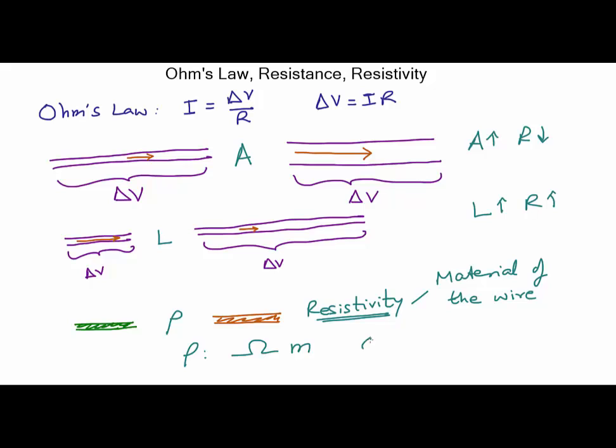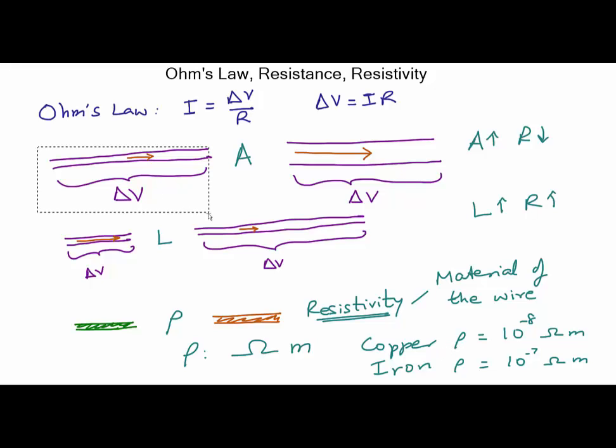And just to give you some examples, copper's resistivity is something like 10 to the negative 8 ohm meters, whereas iron has a resistivity of something like 10 to the negative 7 ohm meters. So iron's resistivity is about 10 times that of copper, and that's what makes copper a better conductor of electricity. So clearing some room here, let's talk about the relationship between all of these things.